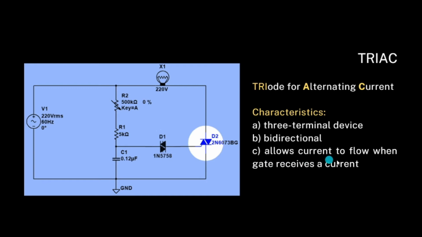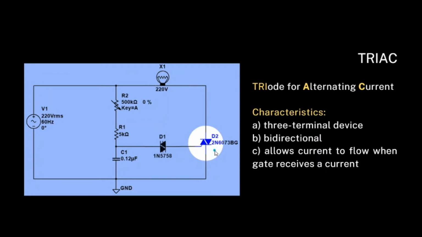And lastly, it allows current to flow when the gate receives a current. For the DIAC, it needs to break over first before it conducts. For this TRIAC, it needs to receive a pulse or trigger current at the gate, in this terminal, and only then will it conduct or act like a switch. That's basically its function.